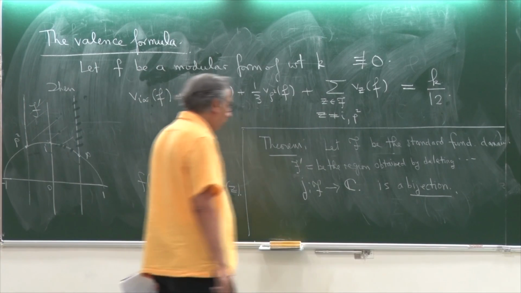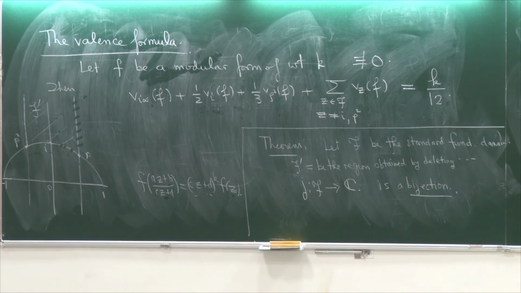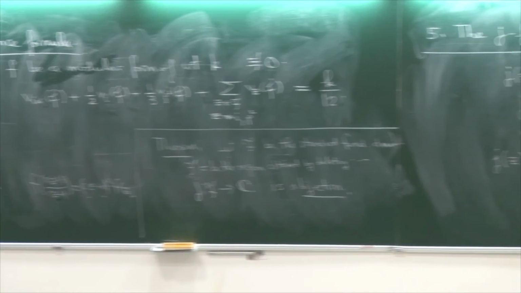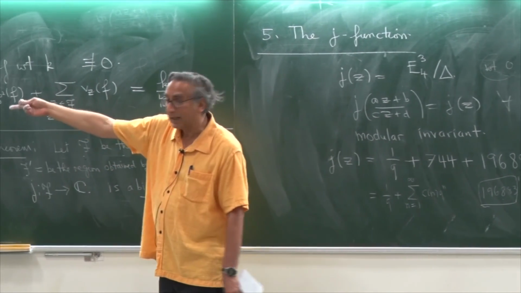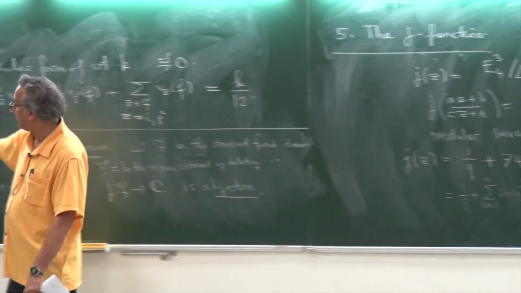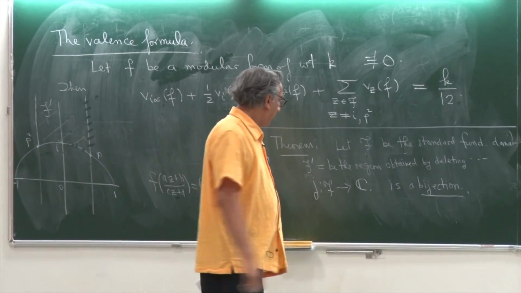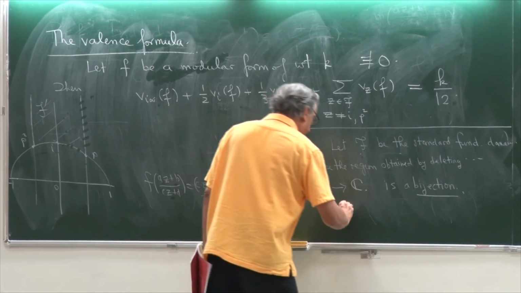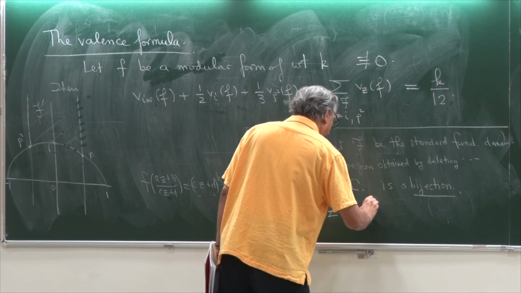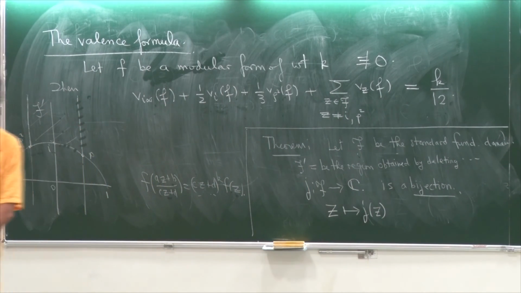And the way that's proved is you just have to check when can this equal lambda. F is the standard fundamental domain. F prime is the region obtained by deleting this vertical line and this arc. And so I'm just taking the map in the fundamental domain, Z, and I'm mapping it to J of Z. So the fact is, J of Z takes every complex number exactly once, and only once.